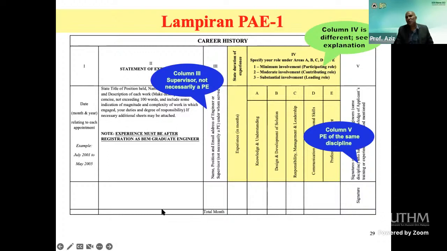In the past you had to write a report to do this. No, you don't have to write a report now. Just fill in the forms.